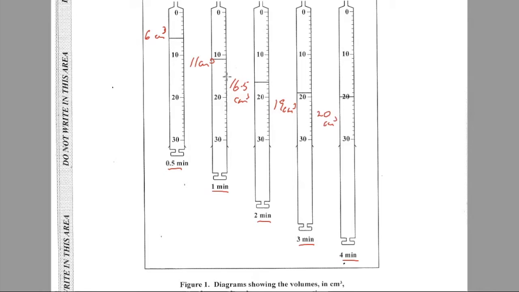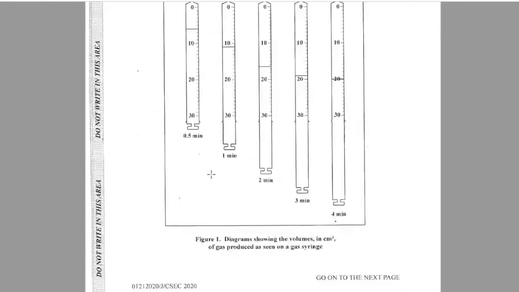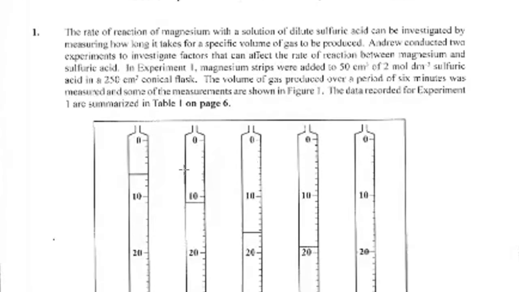We're going to take these readings and fill them out in our table. Just before we fill in those values, as we said, we don't want to be scrolling up and down too much, so we're going to take care of part A first. Define the term rate of reaction. This answer was given in a subtle way in the question. Let's just look back at that.